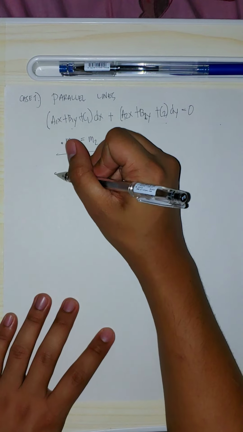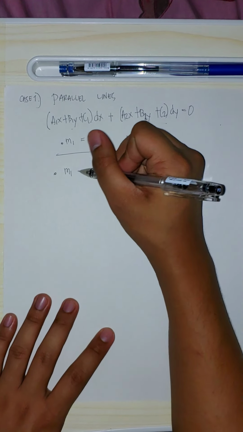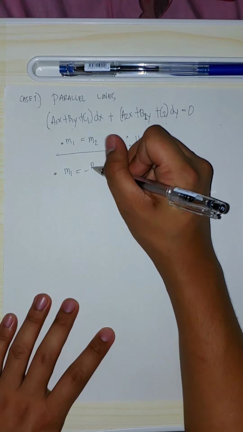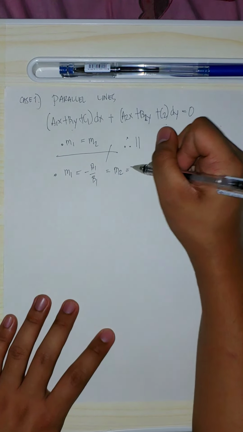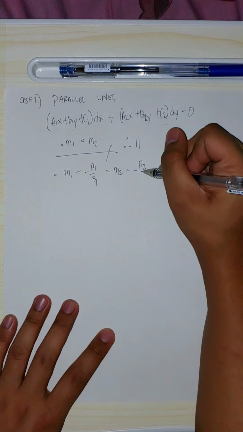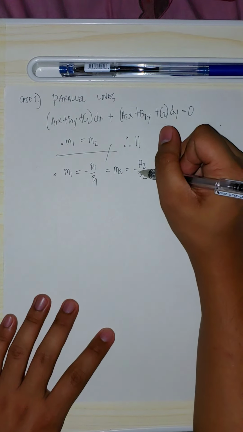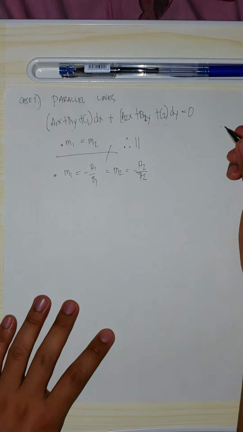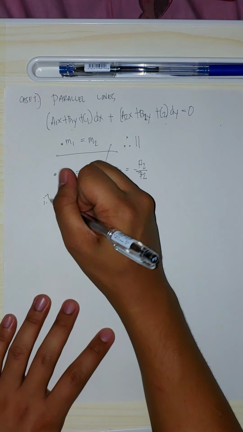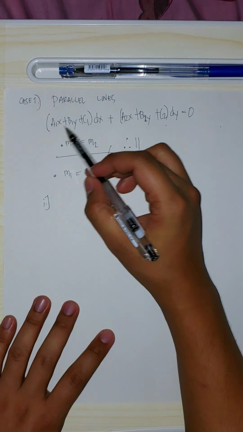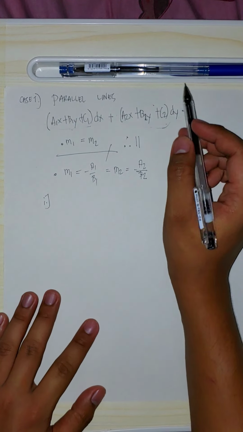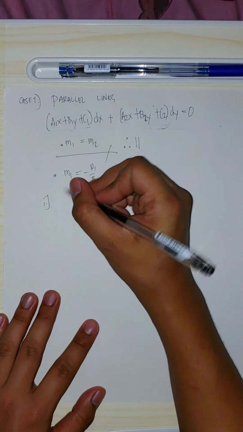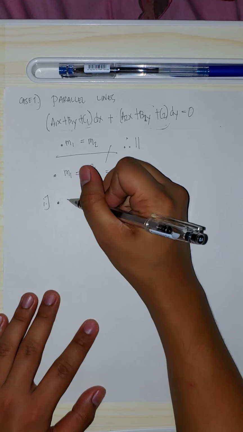If you notice, M1, slope 1, is just equal to negative A1 over B1, and it is equal to M2, right? Which is equal to negative A2 over B2. So from this, we can establish a relationship between the constants of this equation and this equation. Okay, they are parallel. What is their relationship? So we have this relationship.